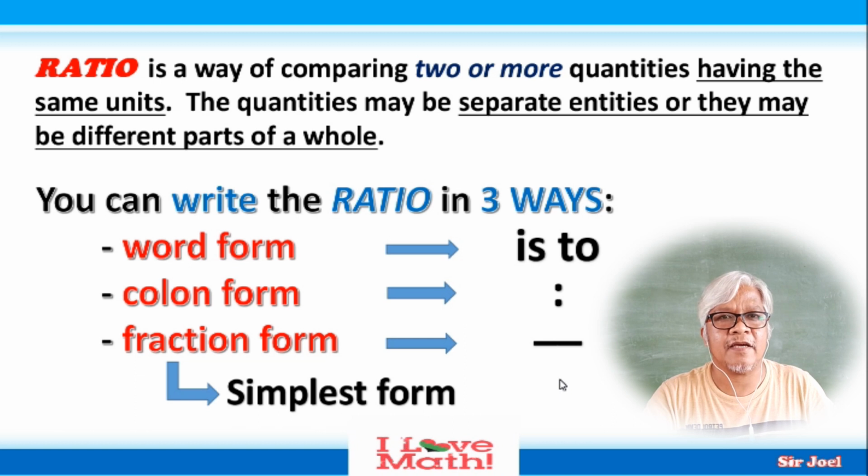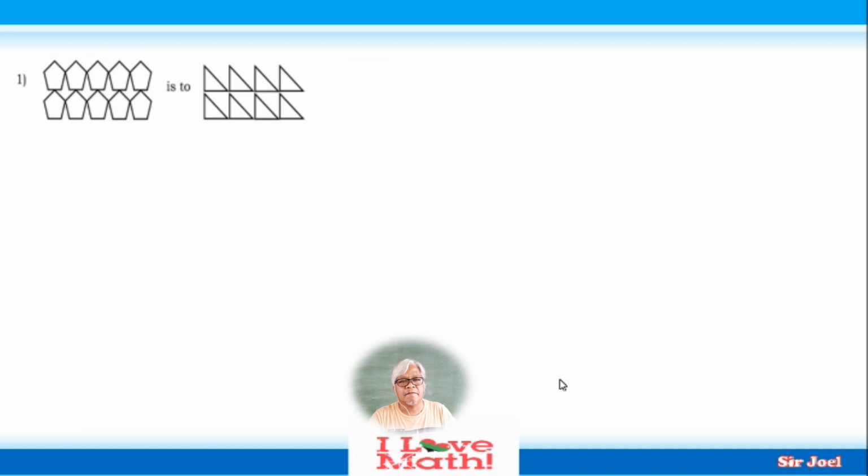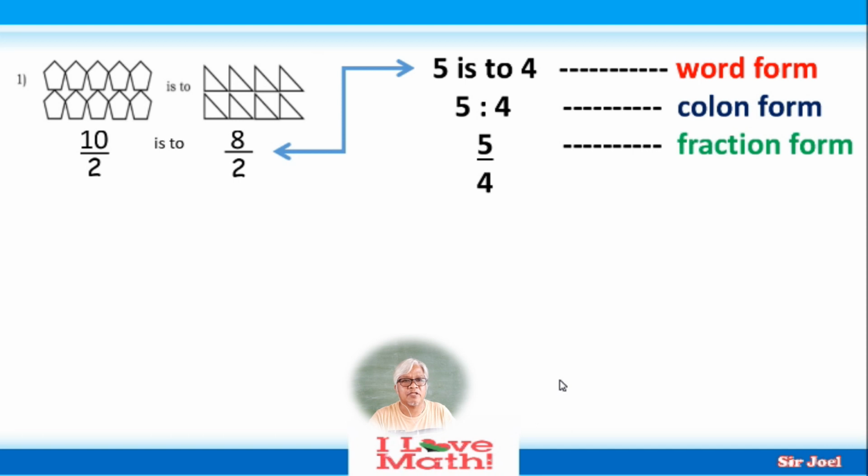So, if you are ready, let us have our first example. Example number 1. Looking at this figure, we have 10 pentagons and 8 triangles. Therefore, our ratio here is 10 is to 8. Now, so happen that 10 and 8 are both divisible by 2. Meaning to say, pwede natin siyang i-lowest term. And then, from 10 over 2 and 8 over 2, our new ratio is 5 is to 4.